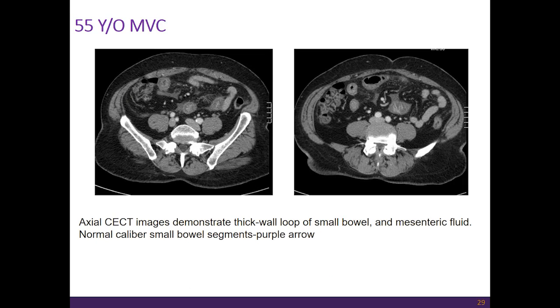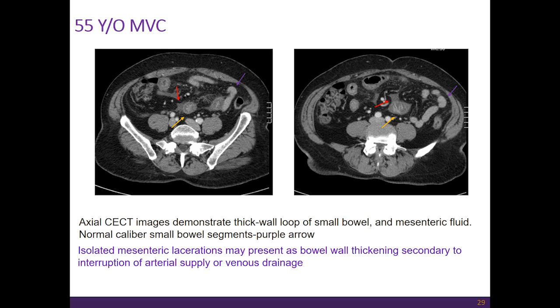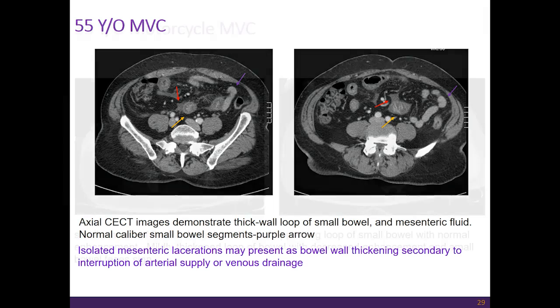This is a 55-year-old involved in an MVC, and the axial images demonstrate this thick-walled loop of small bowel, as evidenced by the yellow arrow. There's also some mesenteric fluid. It was a little bit of high density, but there were also normal caliber small bowel segments, which are the purple arrows, immediately adjacent to this. And this ended up being an isolated mesenteric laceration, and that can present as bowel wall thickening secondary to interruption of arterial or venous drainage.